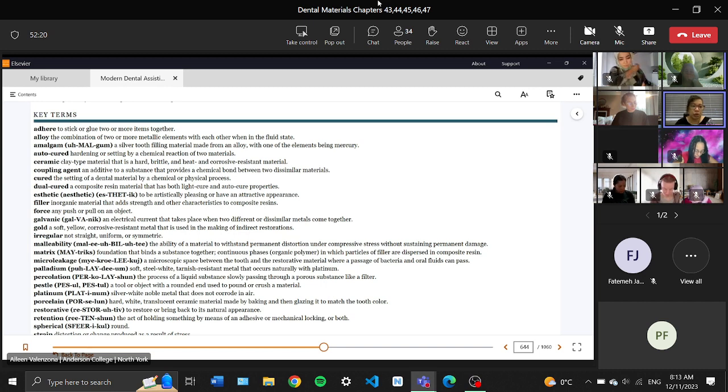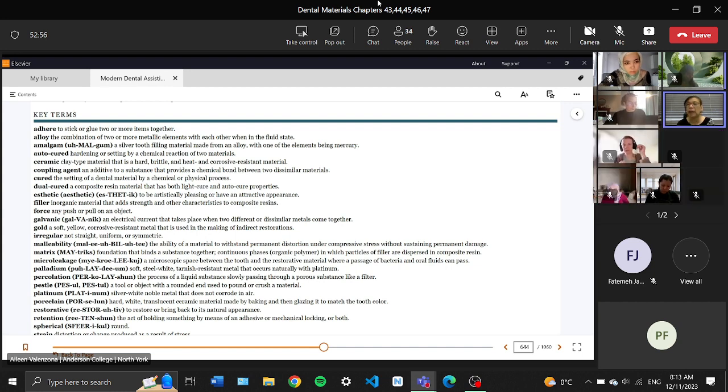Alloy, the combination of two or more metallic elements with each other when in the fluid state. So the alloy means they are metals, and then we combine them together. Examples of metals can be silver, copper, tin. Those are different metals. Amalgam is a silver tooth filling material made from alloy with one of the elements being mercury. I want you also to understand that we have only two types of filling materials: amalgam and composite resin.